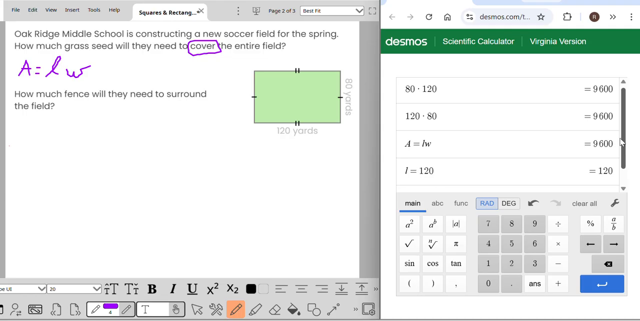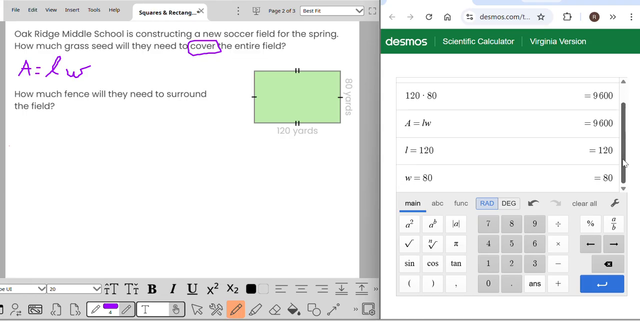The area is 9,600 yards squared. Now that's something you do have to remember. So whenever you're calculating area, when you get an answer, it is going to be square units. So we're going to put yards squared. It's very important that you learn to recognize that, because when you see a square unit, you know, this is area. That's what I'm dealing with.